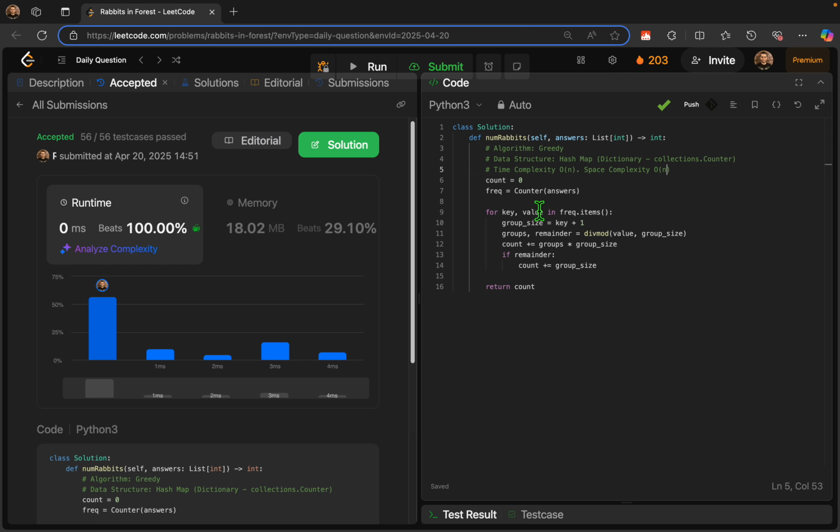Generally it depends on unique answers, but if we get all unique answers in the worst case scenario, it will be big O of n, so all groups are unique, right?